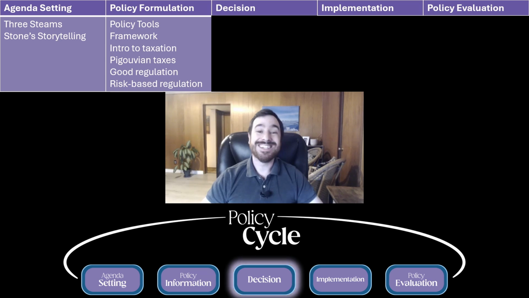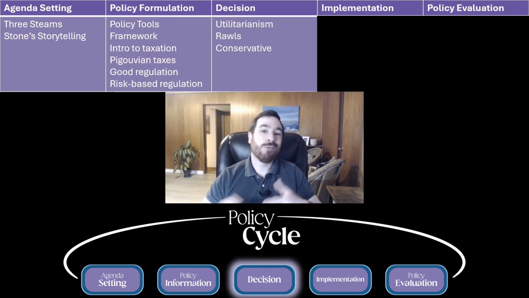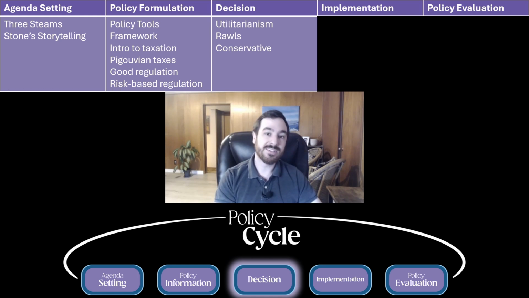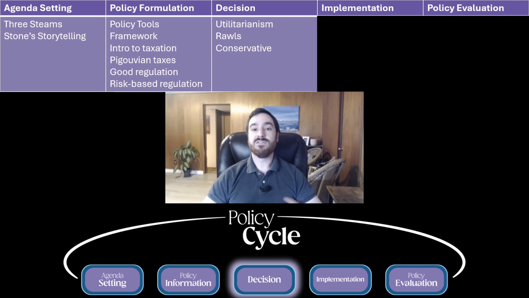The third stage, the decision phase, is really one that is, I would say, more outside the realm of public policy and really the domain of political science and political theory. But I did do a few videos on this just to set the stage for it because it's so important to the policy formulation stage. So I did a video that looked at utilitarianism. I did one that looked at Rawlsian understanding of ethical decisions. And then I did one video that covers a few different conservative thinkers.